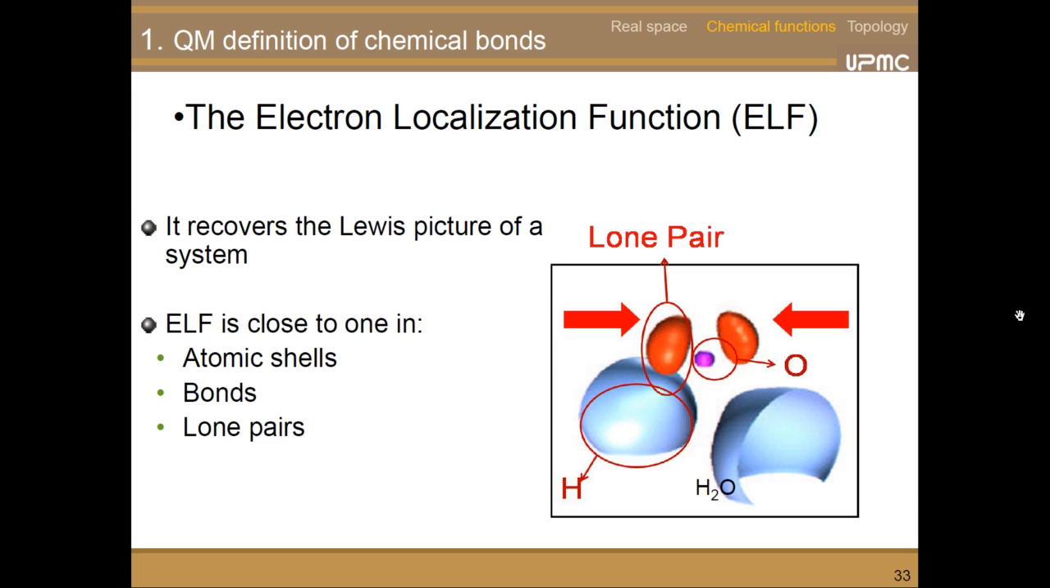And then finally, in our Lewis picture of a system, we also need to understand where lone pairs are. That's very important in solid state. So here we have an example with the water molecule. Here we have the oxygen core, two lone pairs, and the oxygen-hydrogen bonds.